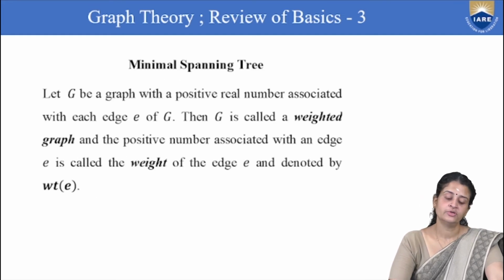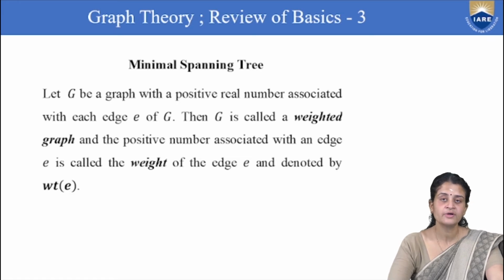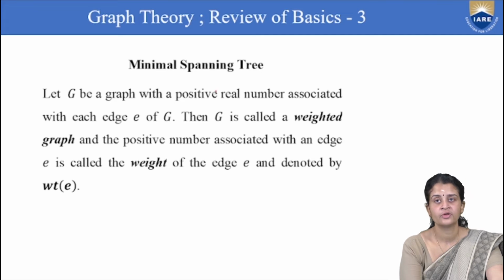And we are now moving to the next important concept, minimal spanning tree. Let G be a graph with a positive real number associated with each edge E of G. Then G is called a weighted graph. And each positive number associated with an edge E is called the weight of the edge.